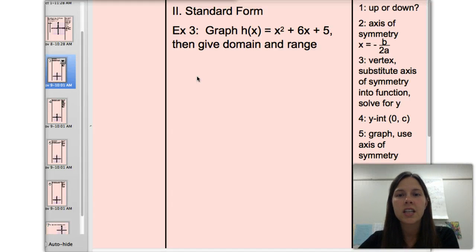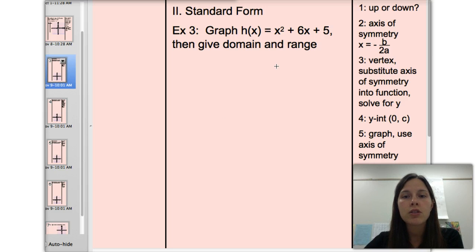So in this video, we're going to take a look at graphing from standard form. This is similar to graphing from vertex form in the fact that you have to find the vertex. What's different is that the vertex isn't just given to you.